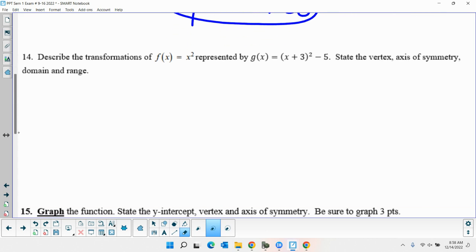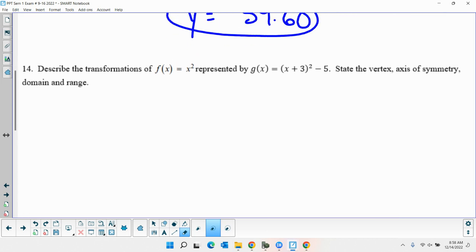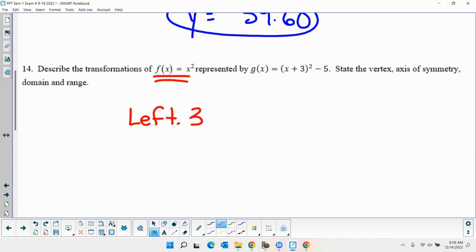14, another describe the transformation, but this time we've got to take the vertex and the axis of symmetry. All right, so remember, there's our parent function for our quadratic. Look in here. It moved how far? Left 3. And then down 5. So that's a description. So we were supposed to do that.